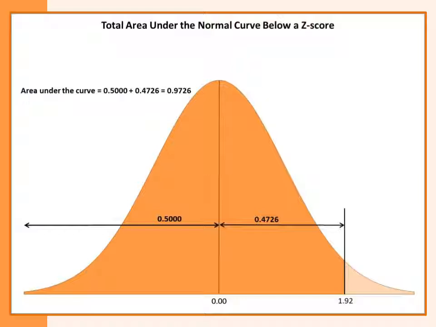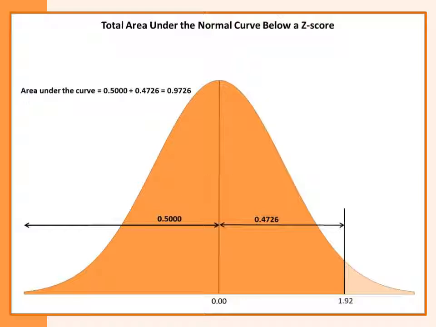We were asked to find the total area to the left or below a z-score value. And what we found so far is only that part of the curve that falls between the mean of 0 and a z-score of 1.92. We also, though, need to include the area under the curve that falls below the mean of 0. Going back to the assumptions of a standard normal distribution that is symmetrical, we know that 1/2 of the curve falls below the mean of 0 and 1/2 falls above the mean of 0.